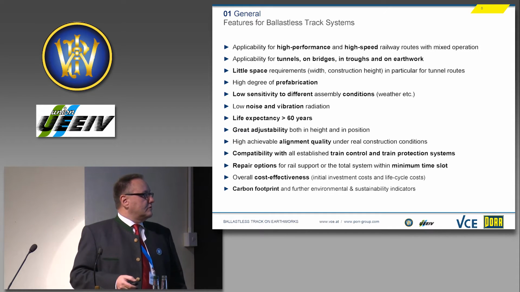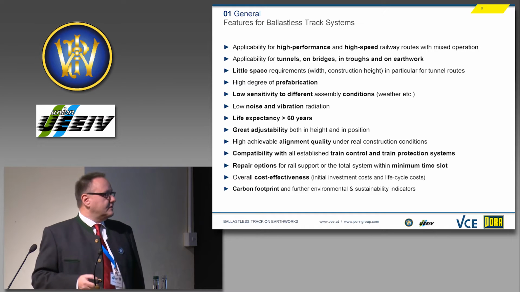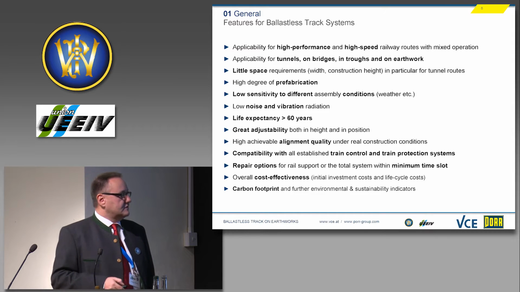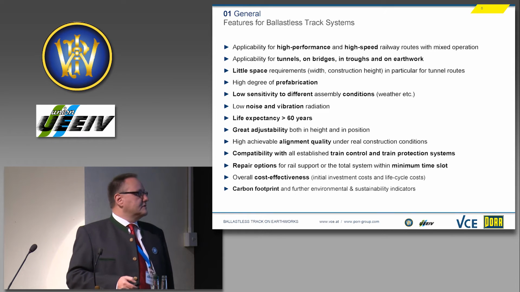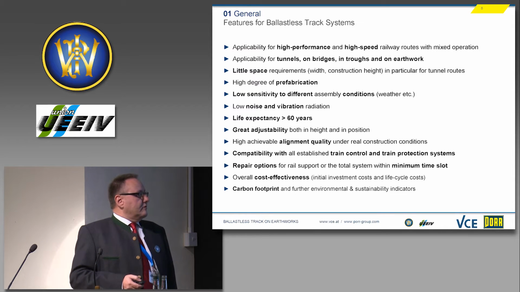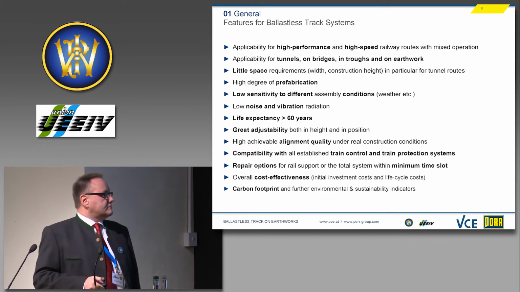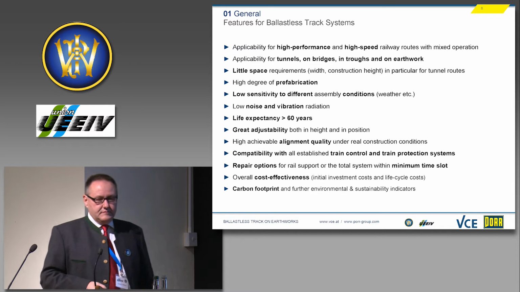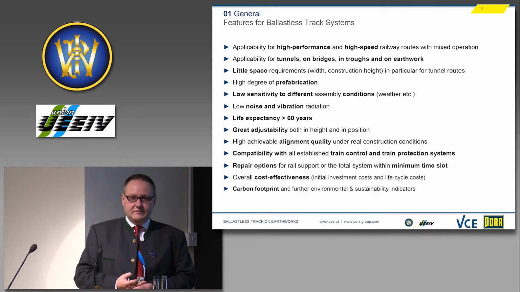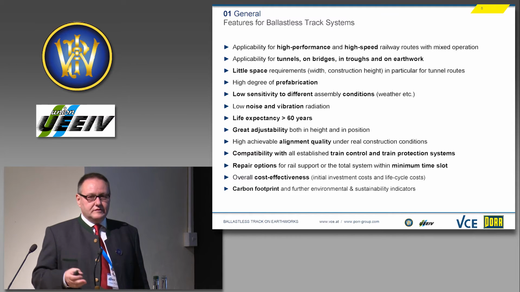Of course, we need low noise and vibration radiation, that's clear. Life expectancy was already addressed before. 60 years is a minimum. Now we are going to 80 years and more. What we also need is a great adjustability in height and in position. This is because of the settlements, for example, and moving of the subsoil.